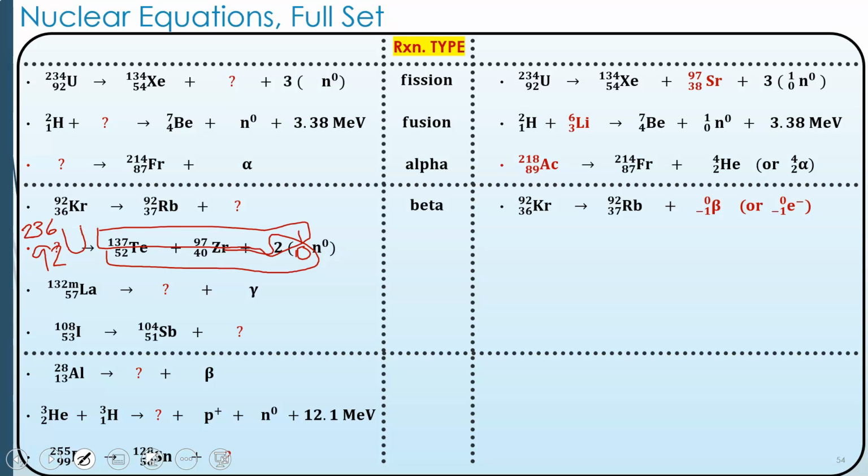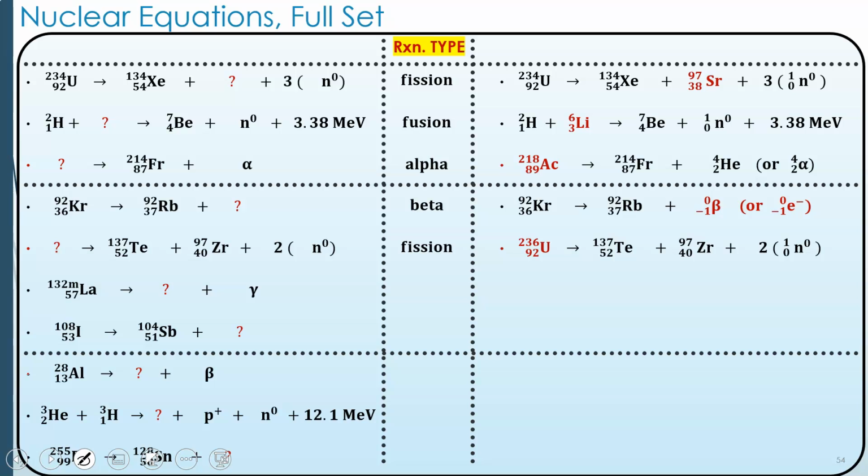And what have we done in this reaction? Well, we've taken uranium-236 and split it into 2 smaller nuclei, tellurium-137 and zirconium-97, plus the 2 neutrons, which we're not going to worry about. But this would be an example of a fission reaction. Again, you're starting with a large nucleus and producing 2 smaller nuclei.